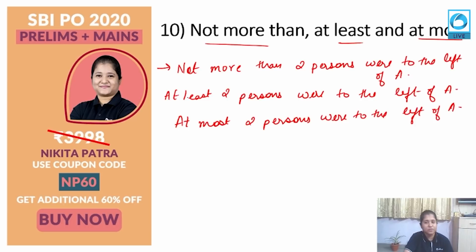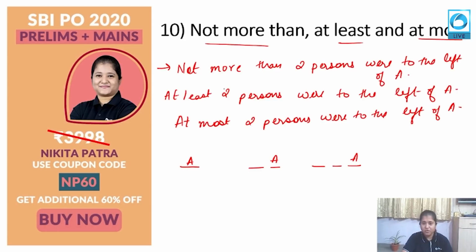So not more than two persons are to the left of A. That means we can have 0 persons to the left of A. We can have one person to the left of A and we can have 2 persons also towards the left of A. Now in this case we have considered that A is facing north. ठीक है, तो not more than 2 persons were to the left of A, that means 2 से ज्यादा कभी भी आपके A के left में नहीं हो सकते. So there can be 0 persons, there can be 1 person, there can be 2 persons, provided A is facing the north in this case, and also the diagram that I have made, and also there are more than 3 persons. ठीक है, 3 से ज्यादा persons होंगे.